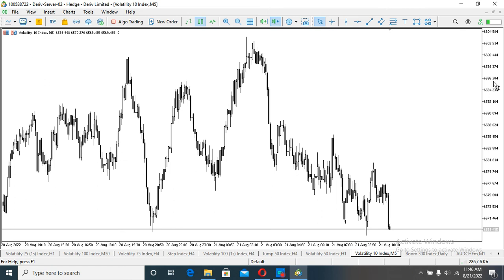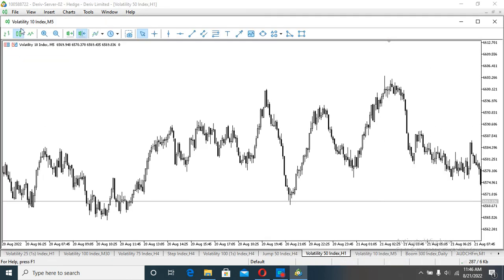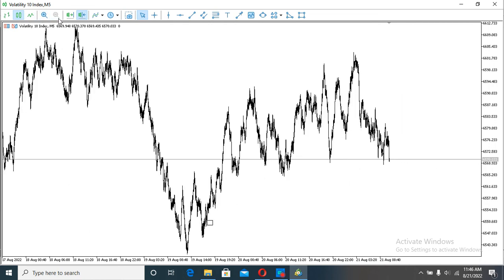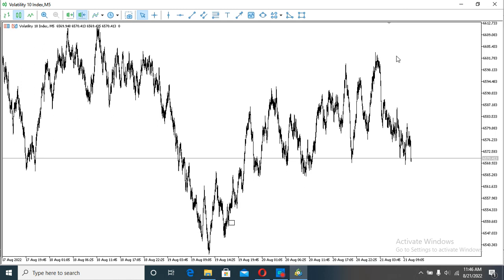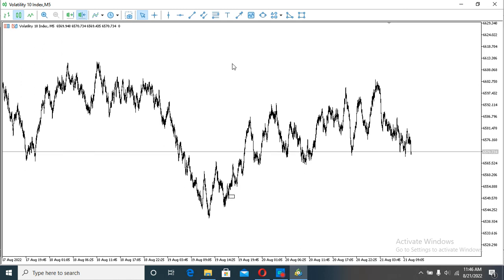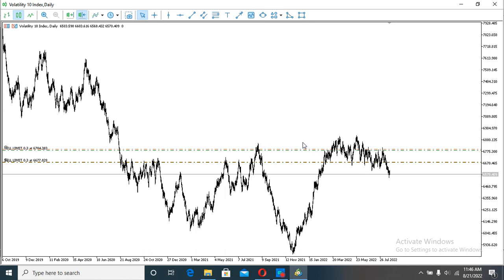All right, so we're looking at synthetic right here. We're looking on VIX 10. So minimize this over the 5 minutes time frame. This area, we have support, and we have resistance right there. The range market also. So now looking at the daily chart, what do we have to say about the daily chart?